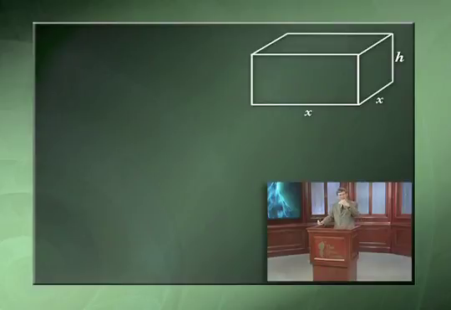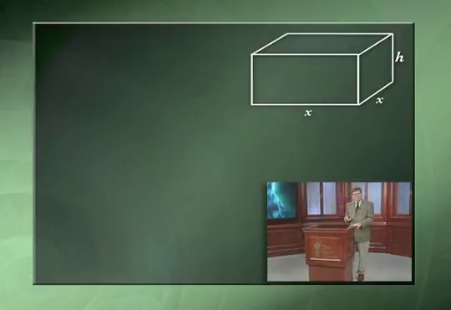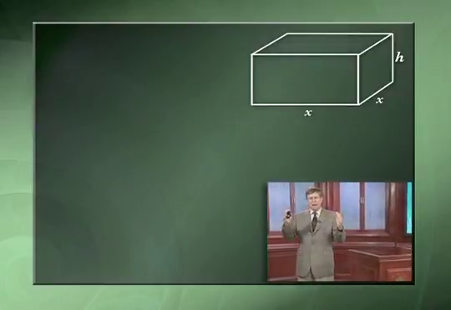So the base is the same dimension, length times width. And I've labeled the height h. So these are the unknown dimensions we're trying to determine in order that the volume be a maximum. Good. Well, what is the volume of our box?